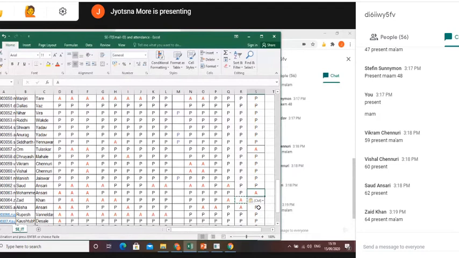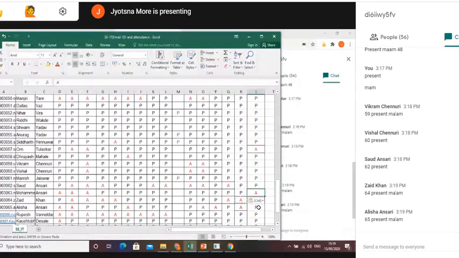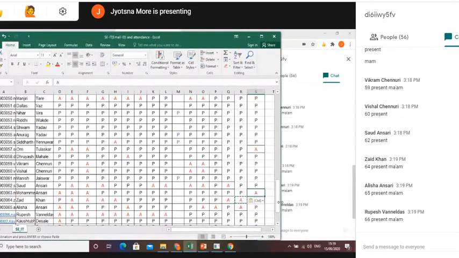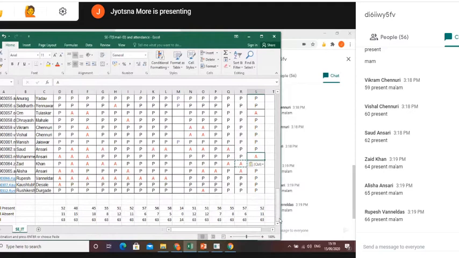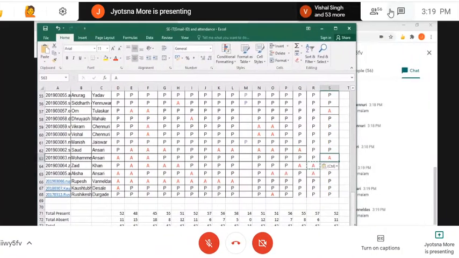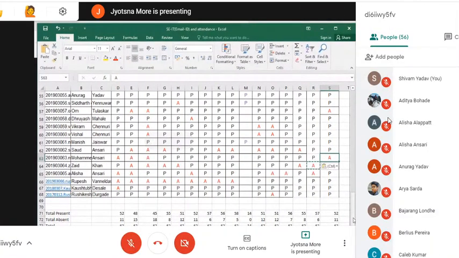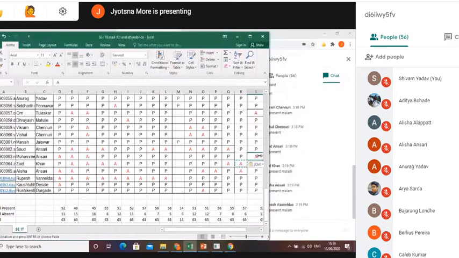Sixty-five, 66, then Kaustubh. Present, ma'am. Rishikesh. Present, ma'am. Okay, so 52 are present, but I can see here 56 students.